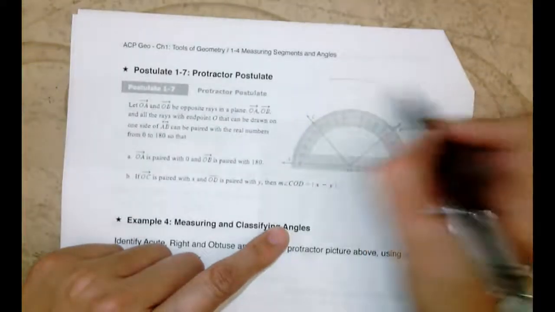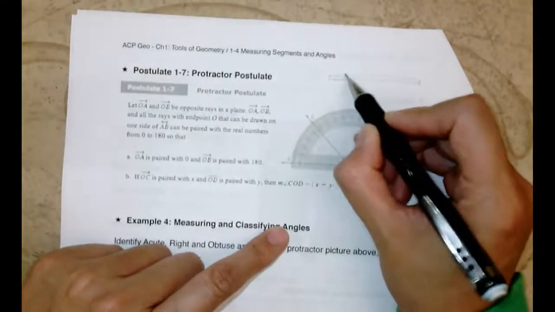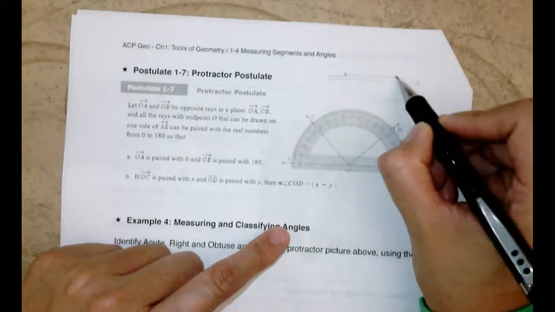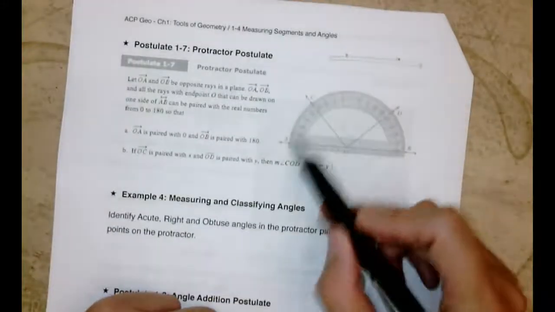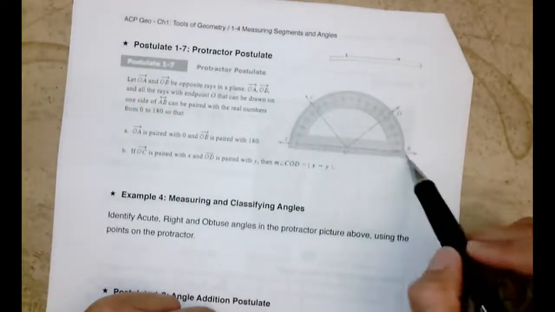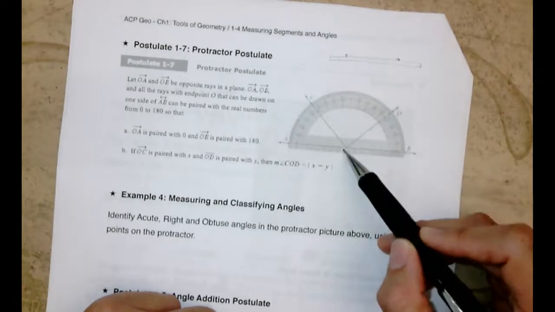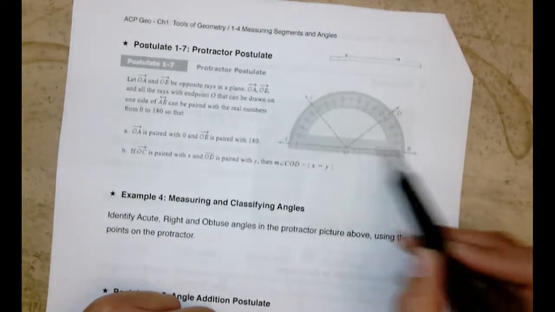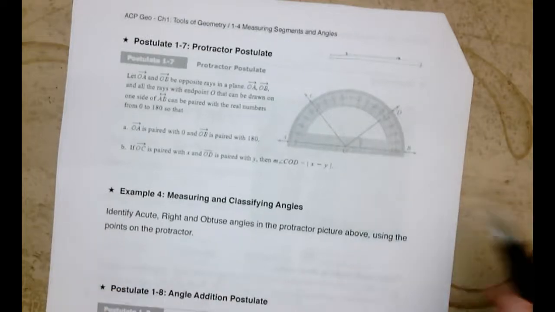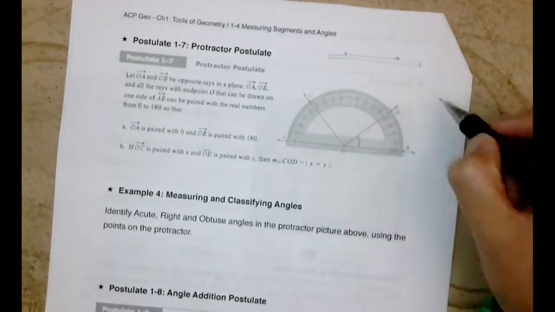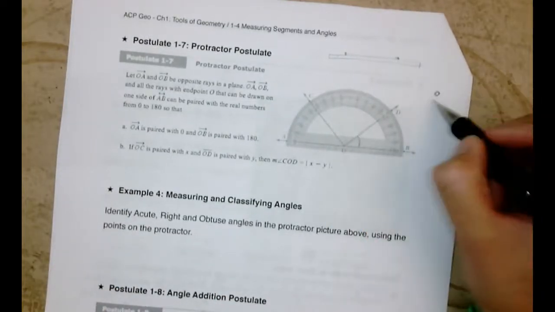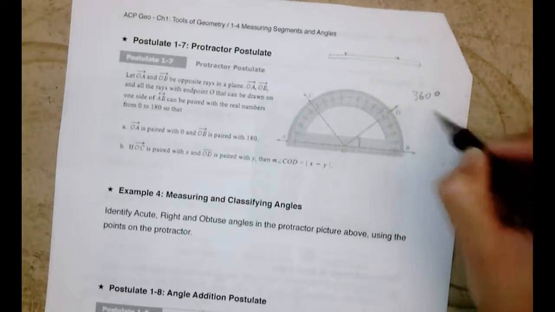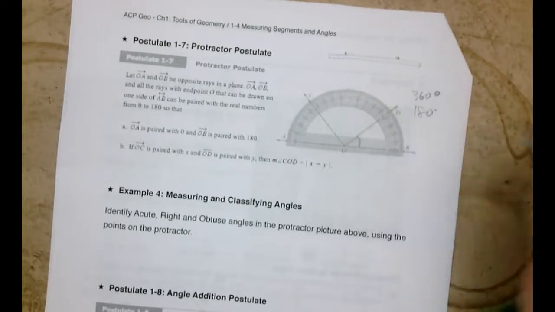And the protractor postulate. Okay, so we had the ruler postulate. You remember that you can put some kind of unit measurement next to the points, and then you can measure the distance. For the same thing, you can put some kind of measuring unit next to the angles, and you can measure the measure of the angle. So the universal measure of angle is a degree, right?